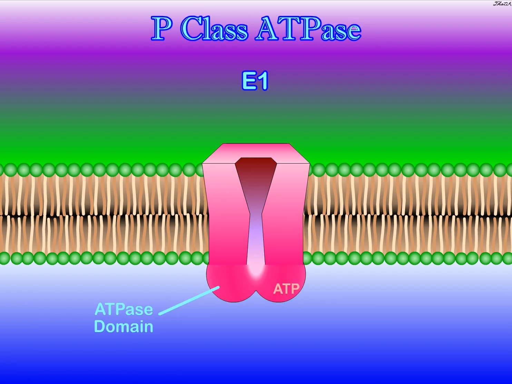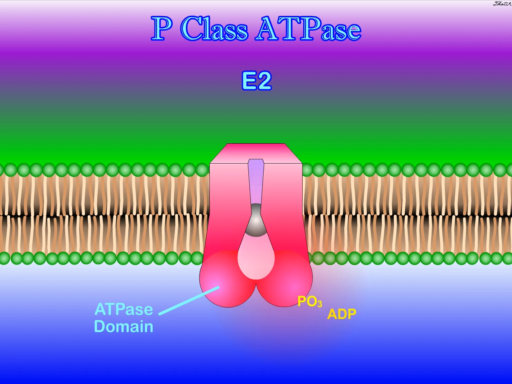P-class ATPases function like transporters, except that they have an ATPase domain that hydrolyzes ATP to drive substrates against their concentration gradients or electric potential. As with transporters, a pump begins in the E1 conformation, with a substrate binding the high-affinity site.